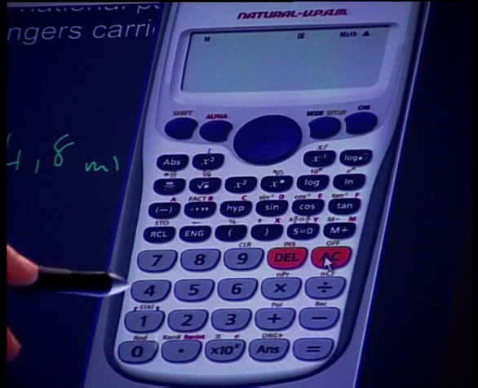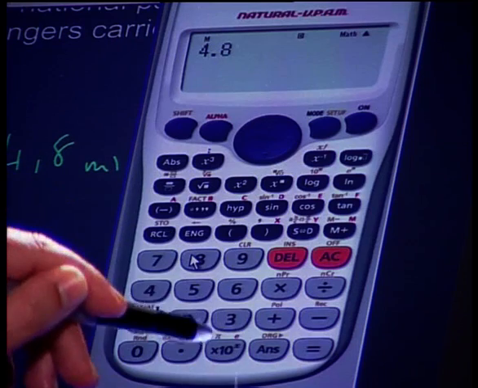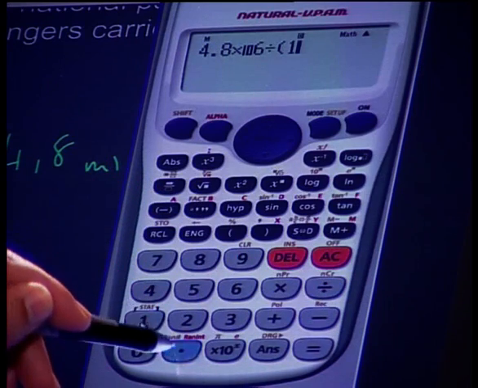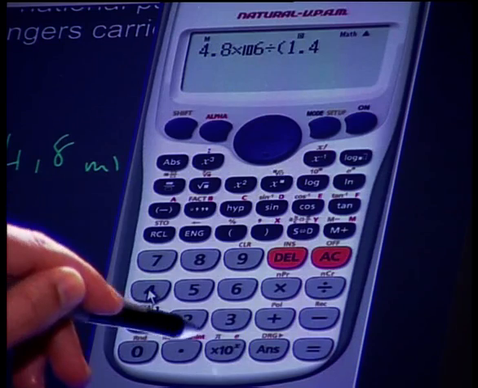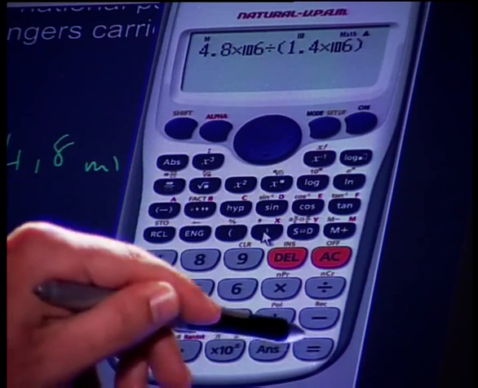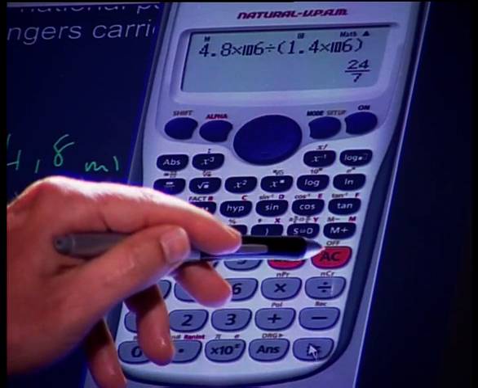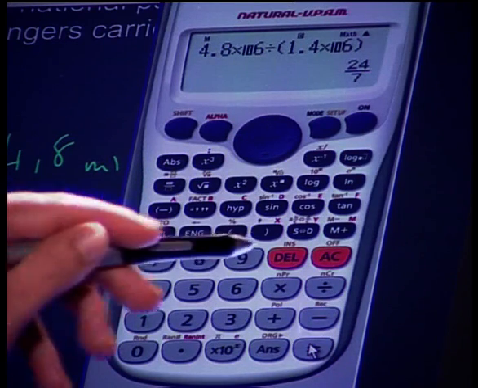So clearing our calculator, we've got 4.8, and million is times 10 to the 6, divided by 1.4 times 10 to the 6. That gives us a ratio of 24:7. Okay, that's not a whole number, so I'm going to try and make it slightly simpler for you. Well, the first thing we can do is we can scrap the millions, because there's millions on both sides, so we can ignore them. So our number can reduce to 1.4 as to 4.8.